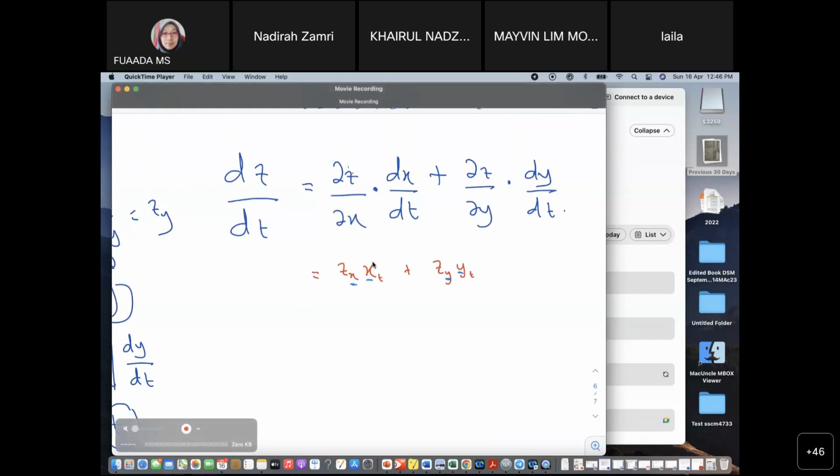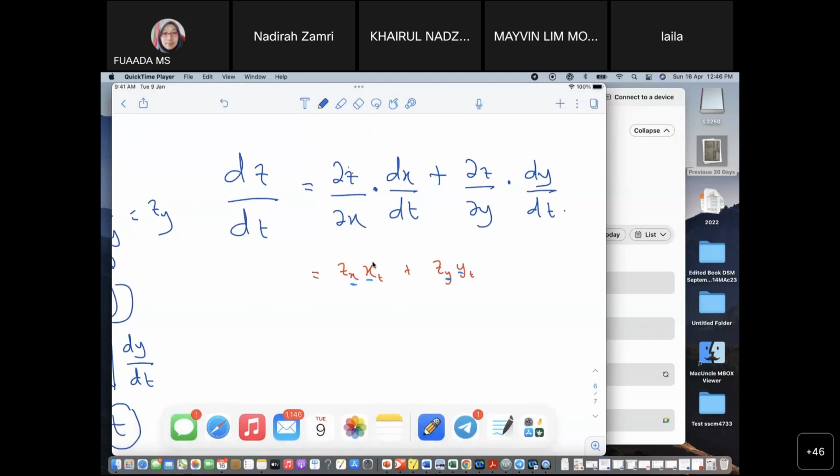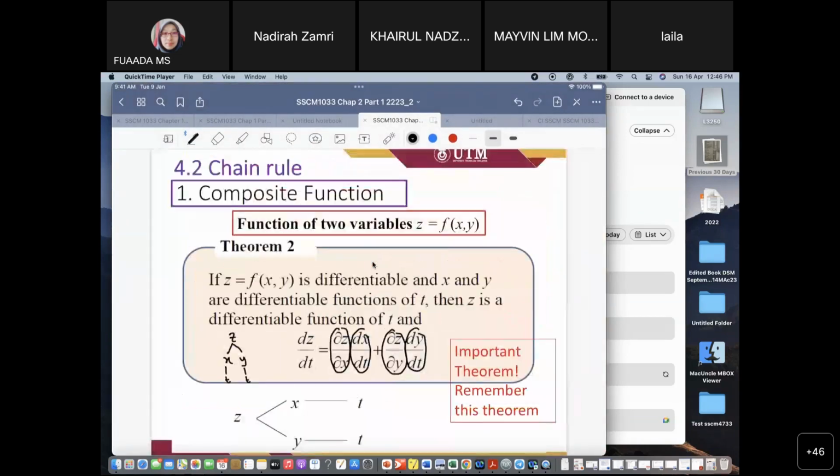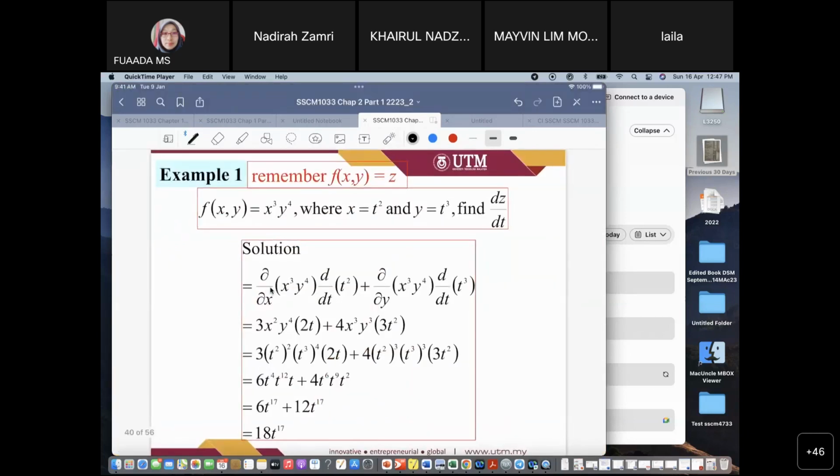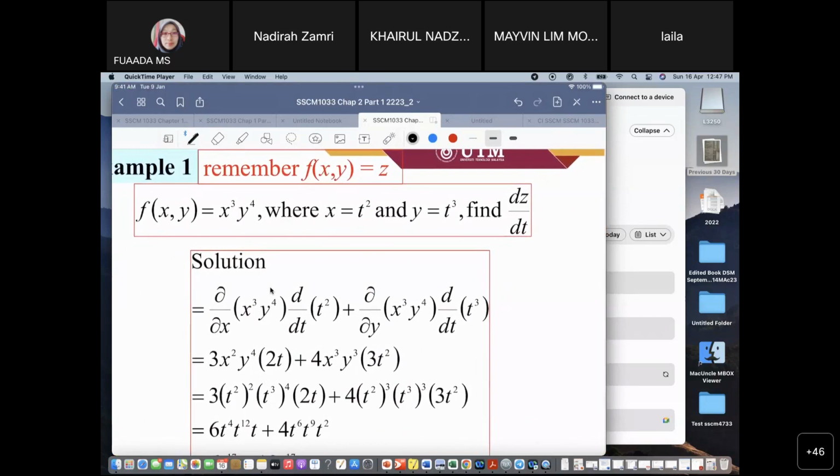Okay, it's fine. This is just one example. So, let's look at the question related to this case. This is for two variables, one parameter. Two variables, and each variable has a single parameter t. For example, this one. You have two variables. Under the f or under the z, there are x and y. Each x and y is represented by a different function in terms of t. Then find dz over dt. So use the formula just now.